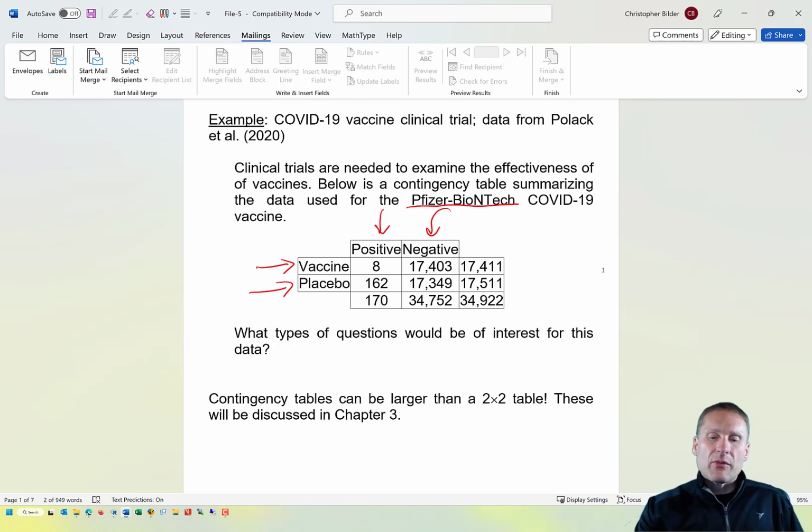So what we have here, and this is the actual results from the clinical trial, 8 people received the vaccine within a period of a few months, still came down with the virus. They were positive for it. But 17,403 were not. For those in the placebo group, 162 were positive, where 17,349 remained negative, meaning they didn't get the disease. So, given this kind of data then, we're very interested in measuring, does the vaccine help prevent infection from the virus? What is the vaccine effectiveness? And so we'll be looking at that later in the notes.